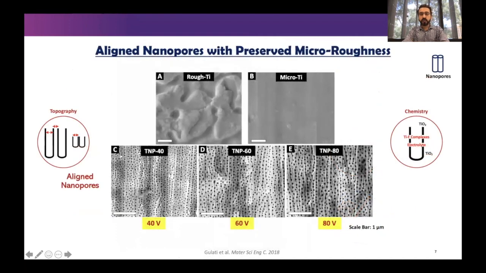Now here we are talking about dual micro nano surfaces. We start with a rough titanium, we polish it to have a micro machine surface, and then we perform anodization at 40, 60, and 80 volts. As a result, we have titanium nanopores, which are TNP 40, TNP 60, and TNP 80. You can see that as we increase the voltage, the diameter of the nanopores is increasing. Again, we get great control over the topography and chemistry of it because we know the cells respond to both these features.